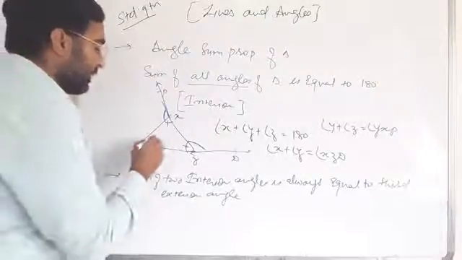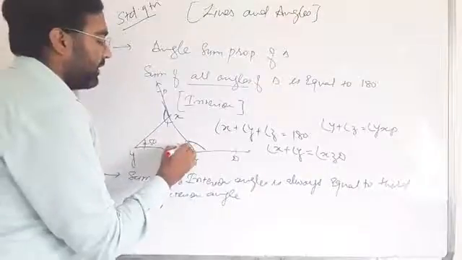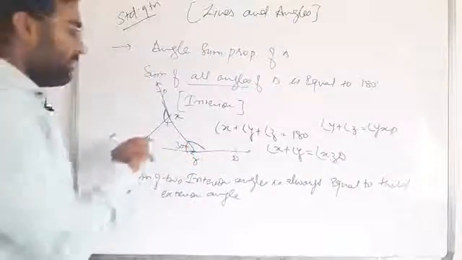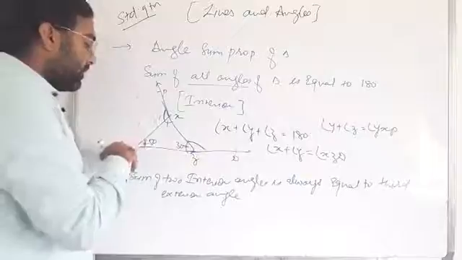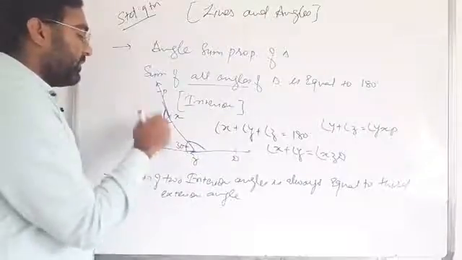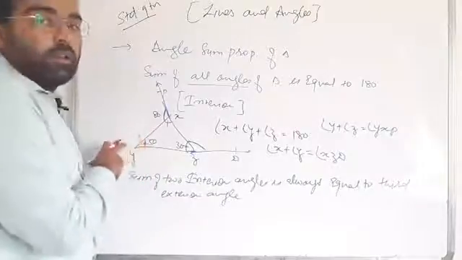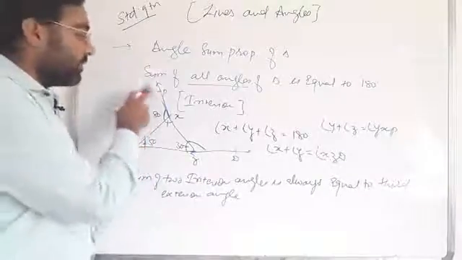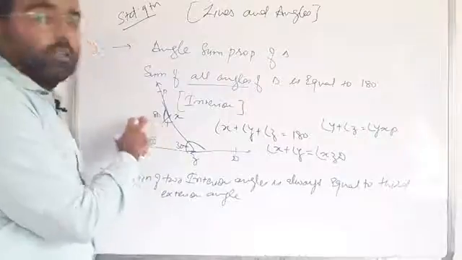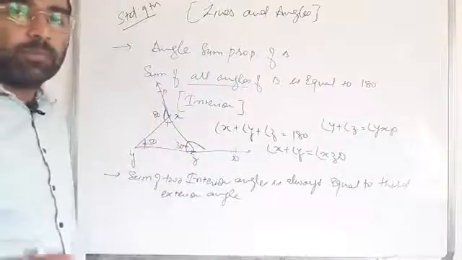That means here my angle is 50 and here my angle is 30. Then my exterior angle YXP is 50 plus 30, 80 degrees. My exterior angle YXP is equal to 50 plus 30, 80 degrees. Okay, clear?